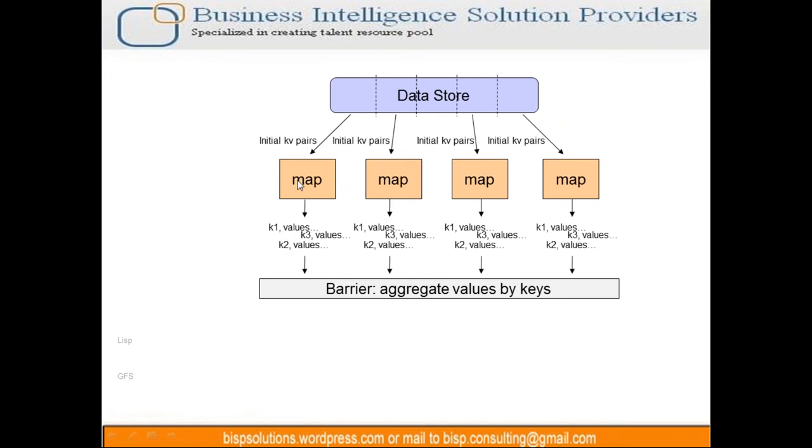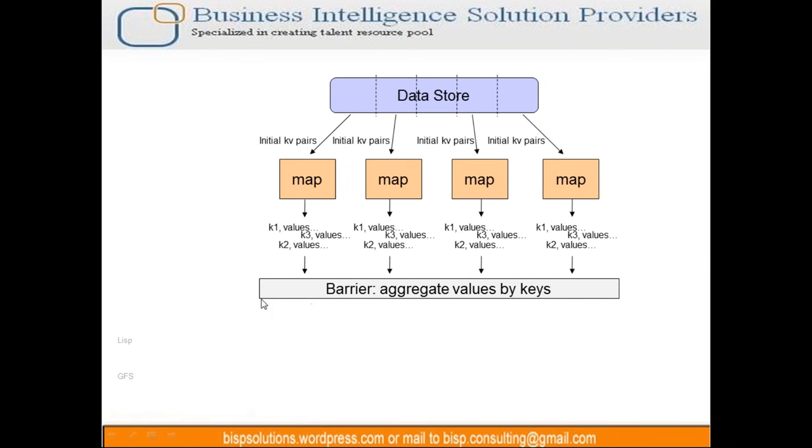Assume this map has given you K1, K2 and K3, three different types of keys. The same for here also, you have K1, K2, K3. So all of these mappers have given in the output key value pairs with three different types of keys. Once you have this intermediate data available, the next step is how you want to aggregate and reduce them.